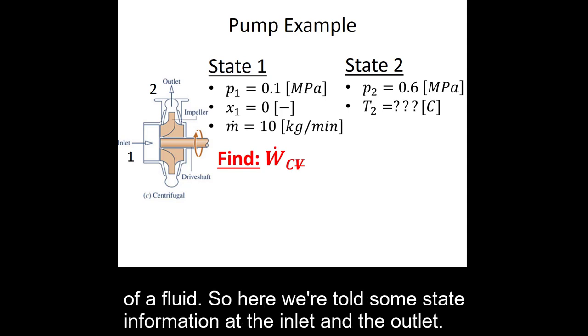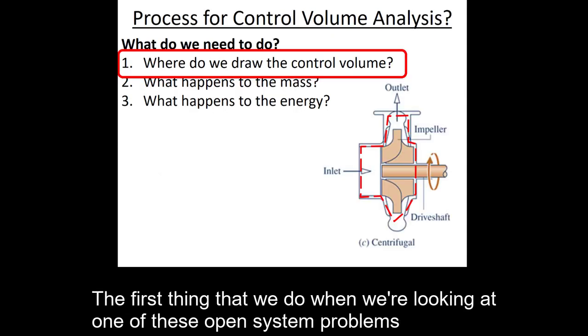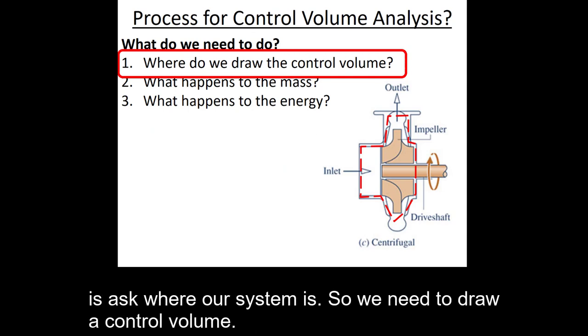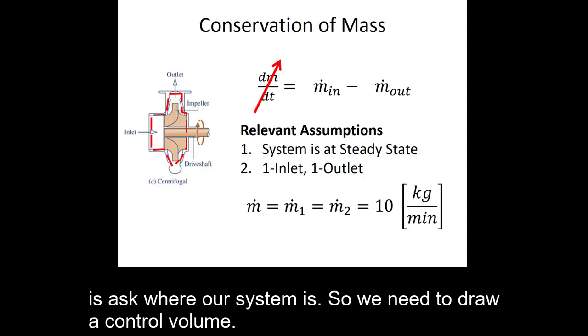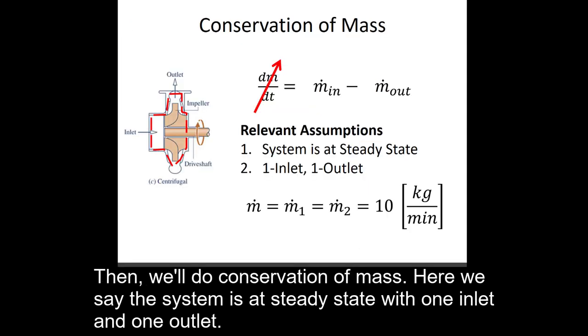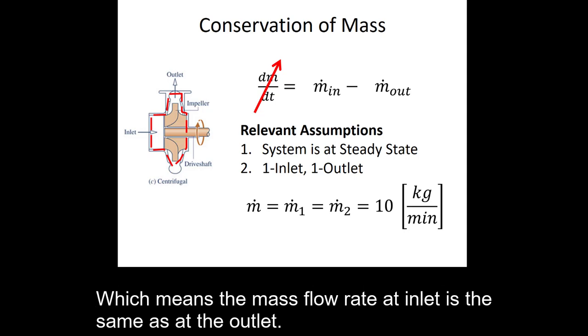So here we're told some state information at the inlet and the outlet. The first thing that we do when we're looking at one of these open system problems is ask where our system is. So we need to draw a control volume. Then we'll do conservation of mass. Here we say the system is at steady state with one inlet and one outlet, which means the mass flow rate at the inlet is the same as at the outlet.